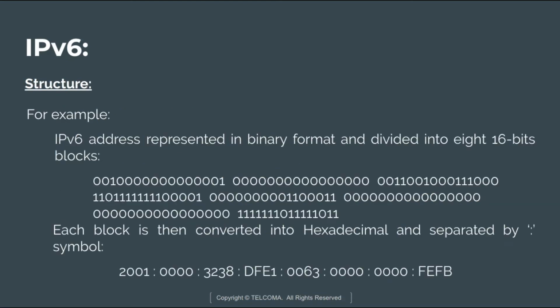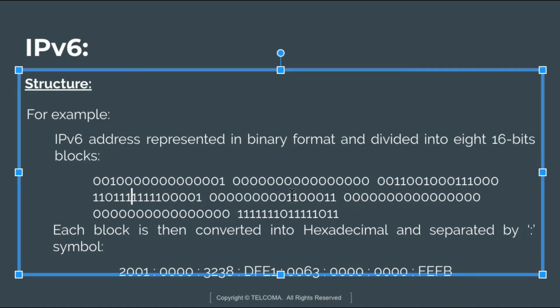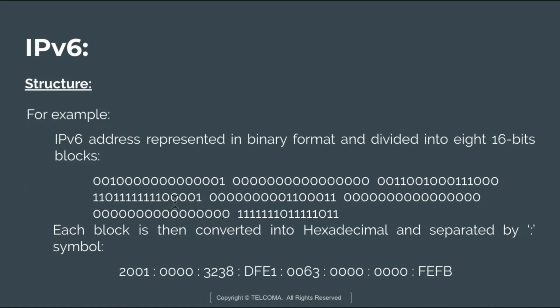For example, here I have taken an example of an IPv6 address represented in binary format. Here the binary format is divided into 8 blocks of 16 bits. You can see that there are 8 blocks: 1, 2, 3, 4th, 5th, 6, 7 and 8, and in each block we have 16 bits. These 16 bits represent this particular IPv6 address in hexadecimal format. Each block is converted into hexadecimal and separated by the colon symbol.